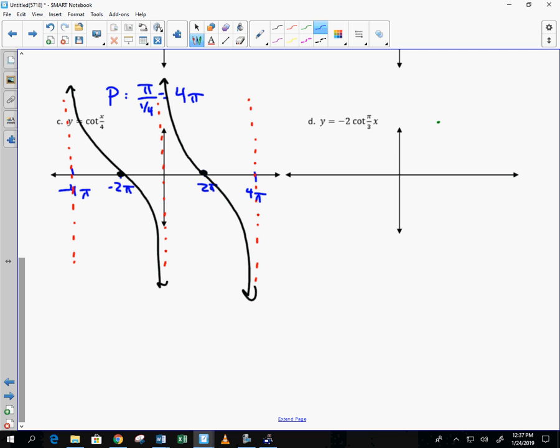What's the period for the next one? Our last example for the day. Close? It's incorrect. We take pi and divide it by pi over 3. Multiply by the reciprocal, and you can see that you get 3. Mark off 3, negative 3, divide in half, 3 over 2 and negative 3 over 2.